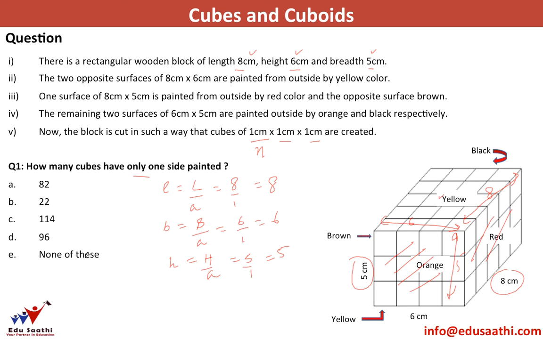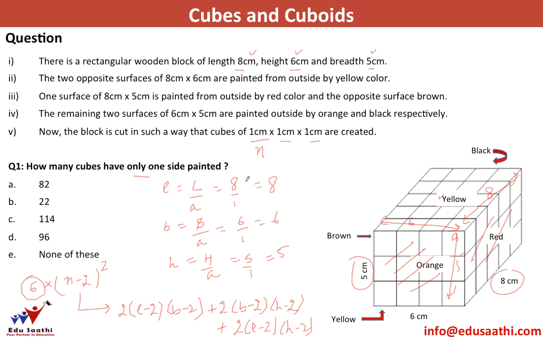Now when I solve questions on cuboids, personally I always draw parallels with cubes. What was the formula for cubes for one side painted? It was n minus 2 whole square into 6. So what is the corresponding formula for cuboids? This 6 will be broken down into 3 parts, so I'll have 2, and since I have n minus 2 square here, the formula would be l minus 2 into b minus 2. This takes care of the square part, plus 2 into b minus 2 into h minus 2, plus 2 into l minus 2 into h minus 2. So I can take 2 common and I'll have l minus 2 into b minus 2.